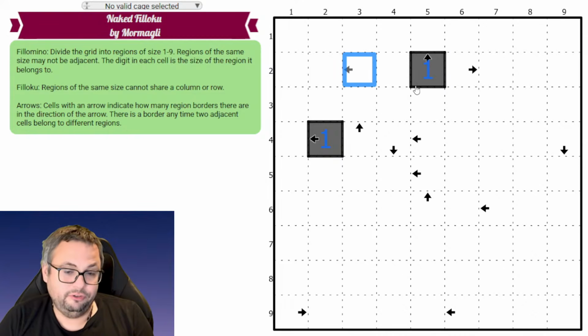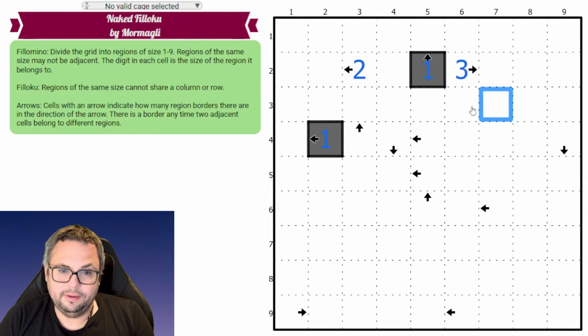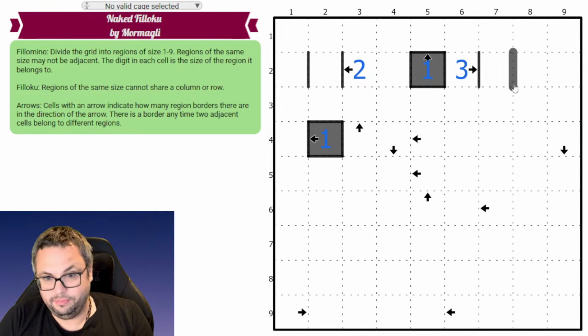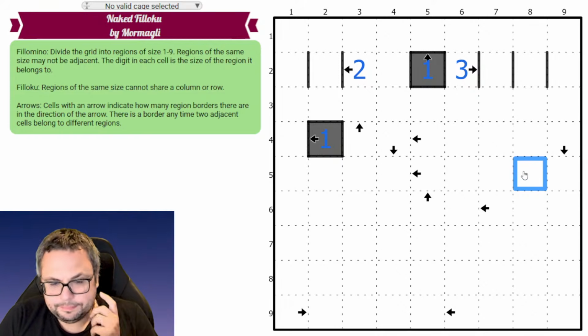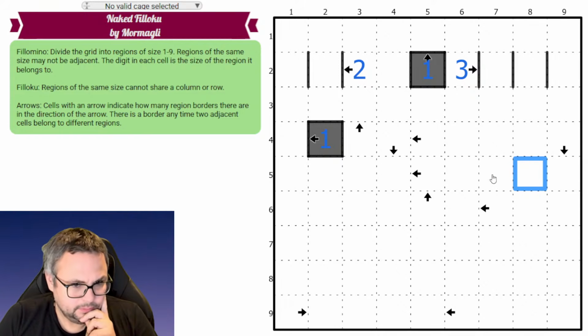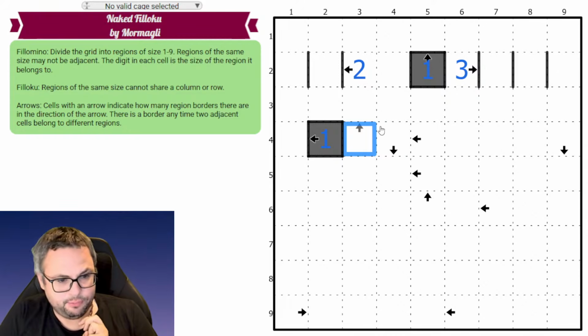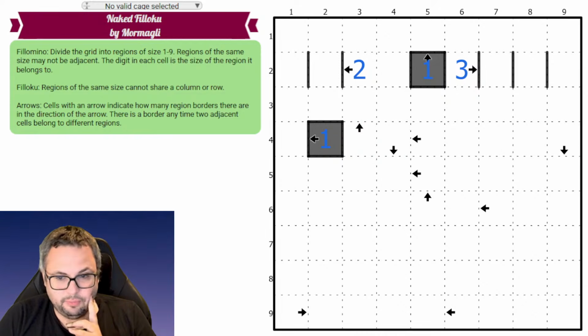Okay, so now this one's a 2 because it can't share a row with a 1. And now this one's a 3 because it already shares a row with a 2. So we get those. And because that's a 2, we get these 2 borders. And because this is a 3, we get these 3 borders. Let's see. This is, I think, a naked 3 now, because it's not a 1 or a 2, and it's at most 3.